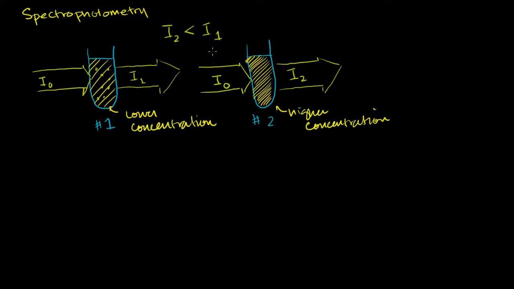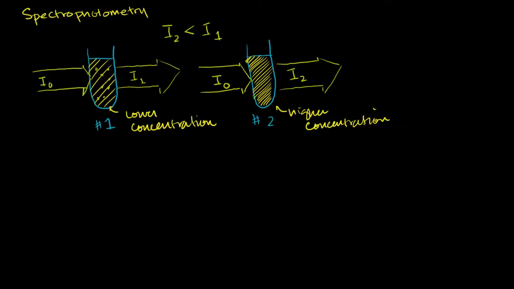And hopefully that makes intuitive sense. If you imagine photons, they are just going to bump into more molecules. They're going to be absorbed by more molecules, so there will be fewer that make it through than these right here, because here it is less concentrated. It's also the case if the beaker was thicker.